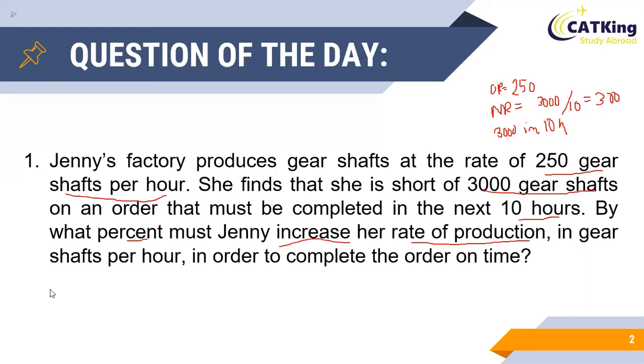Thus, the percentage increase in the rate of production is equal to the change in the rate of production divided by the original rate of production, into 100. That is 300 minus 250, which is the change in rate of production, divided by the original rate of production, that is 250, into 100, which is equal to 50 by 250 into 100. And on simplification, we get the answer as 20.